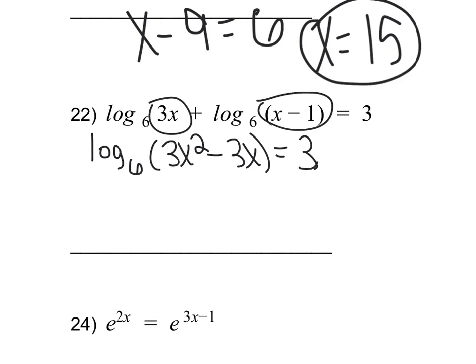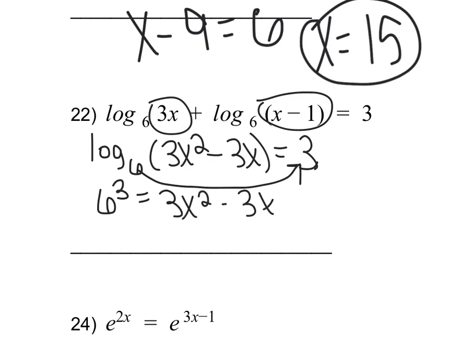Okay, now I notice I have a log on one side and a number on the other, which means in order to solve this, I'm going to need to rewrite it as an exponent. So I need to take my base to my power. So I'm going to have 6 to the third equals 3x squared minus 3x. 6 to the third power is 216.